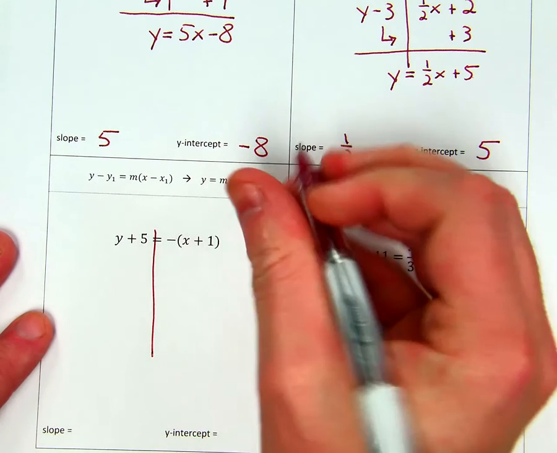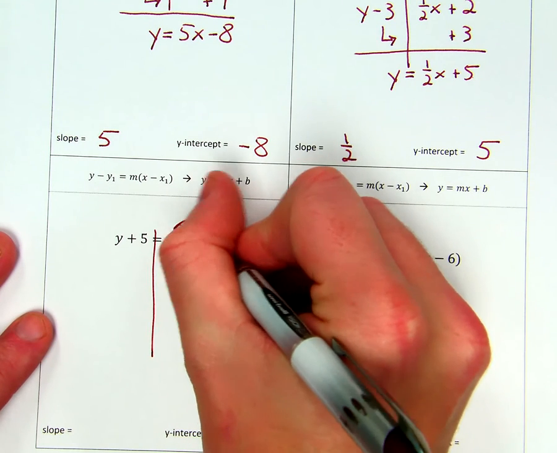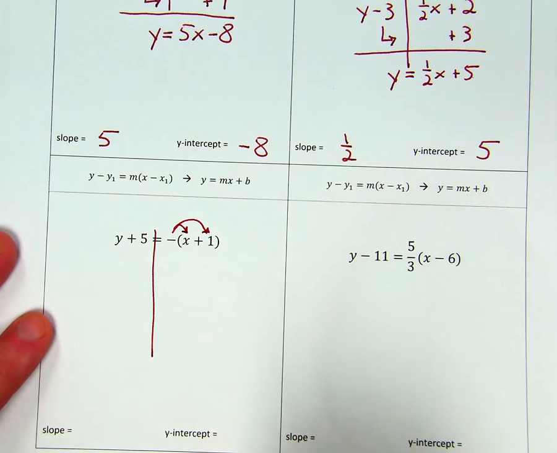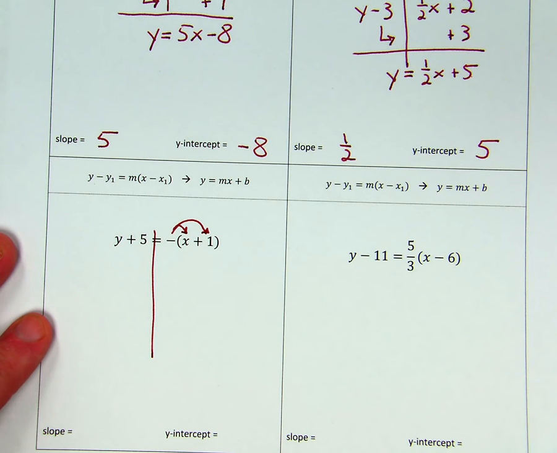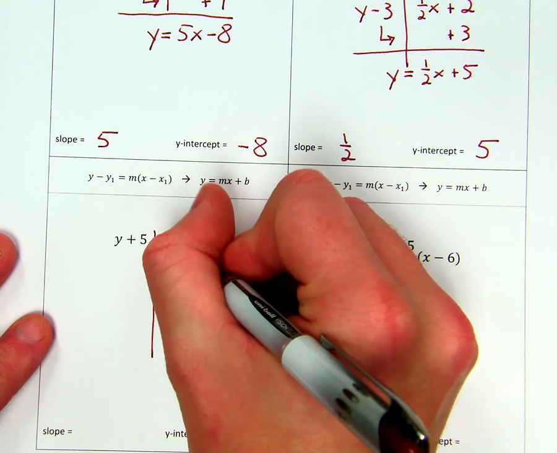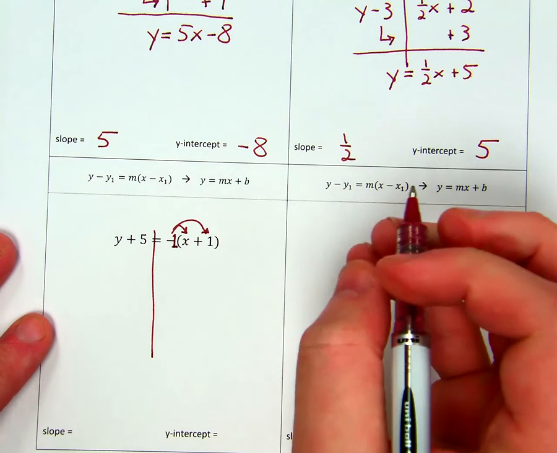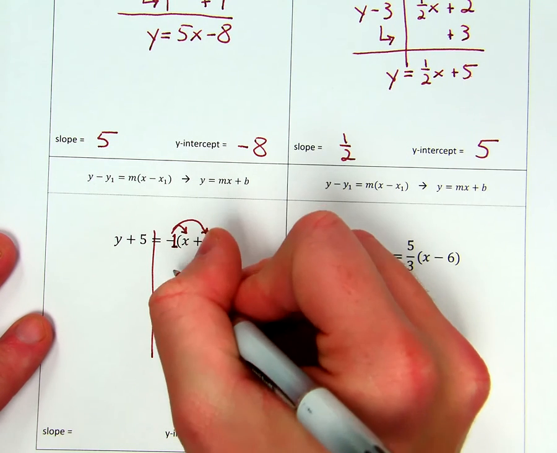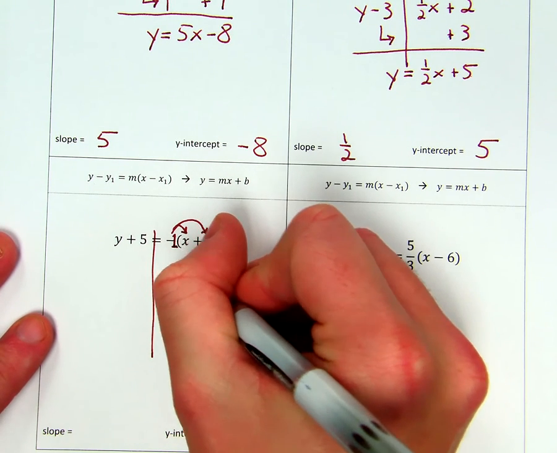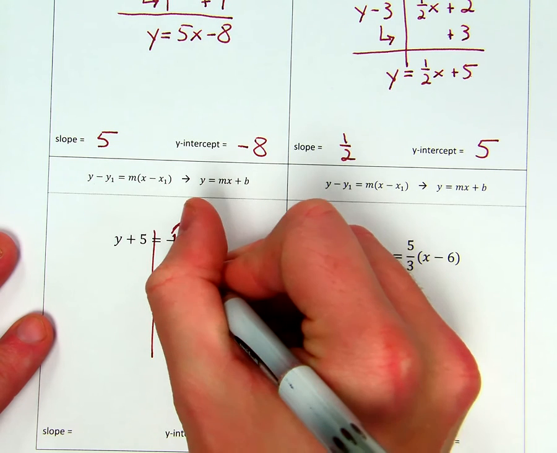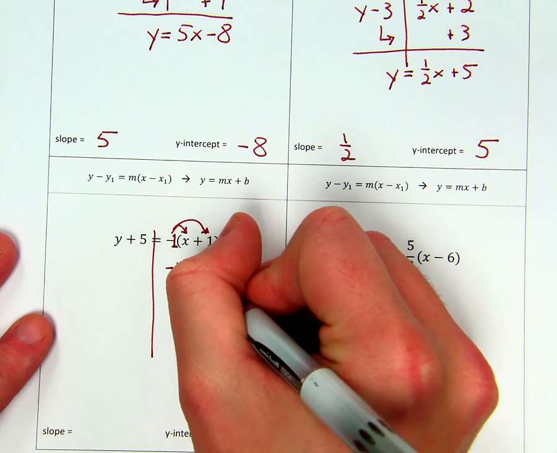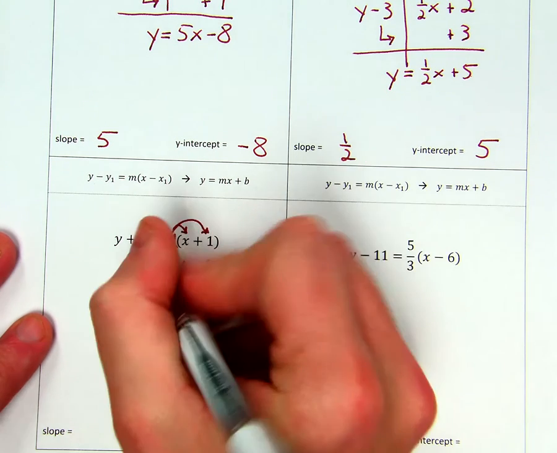The next problem still requires us to distribute, but you'll notice there's no number there. Remember, if there's no number in front of a parenthesis, it's like we're assuming there's an invisible 1 there. And in this case, it's a negative 1. Negative 1 times x is just written as negative x. Negative 1 times positive 1 is negative 1.